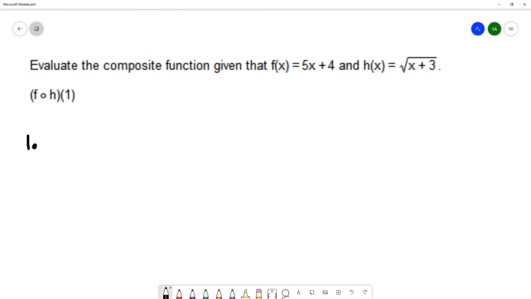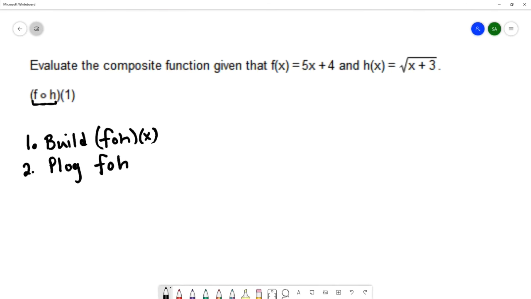And the first step in the process would be that you would build the function that's being described right here, f composed with h of x. Then once you've built that function, then you're going to do your substitution, which I always say plug. So that's when you're going to plug in or substitute in that value of 1. So that's the first way I'm going to show you how to do it. And the second way is going to follow the symbols. So let's start off with the first way.